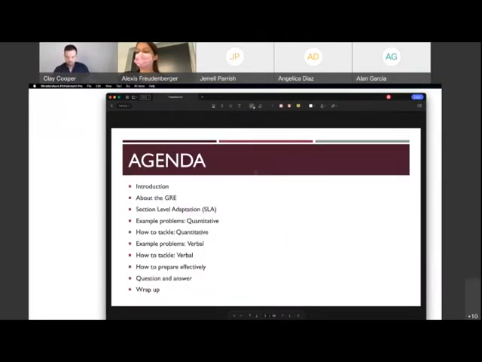Let me just go over the agenda briefly, and then we will jump right in. I will introduce myself briefly, and then we'll talk about the test big picture. We'll talk about section level adaptation, which is the computer adaptive testing algorithm, let's call it, that the GRE uses. Then we'll look at the quantitative section a little bit, and the verbal section a little bit. In each case, we'll do some practice problems. And then we'll talk about big picture preparation tips. I will take some questions at the end, and then we'll wrap it up. But again, you can throw your questions into the chat at any point if you'd like.